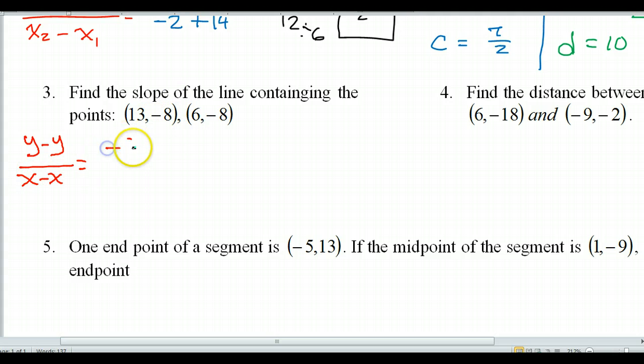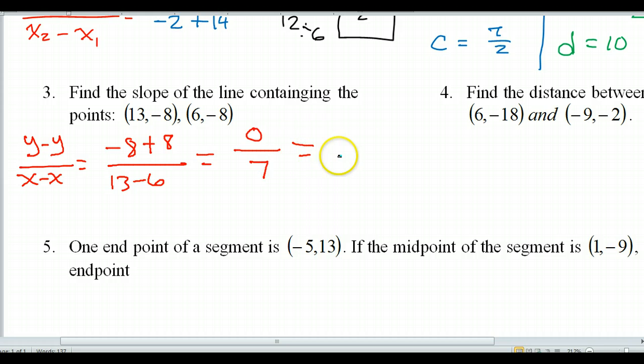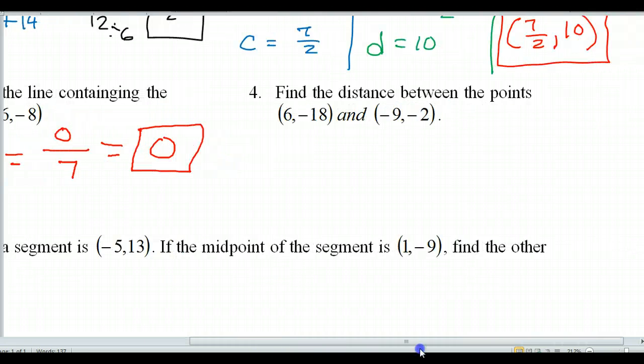So that's going to be negative 8 plus 8 over 13 minus 6. Notice how I changed that second one to a positive because the second one was negative. So that's going to make 0 over 7. Do I leave it like this? No. What do I put? 0. I put 0. When 0 is in the top, it's 0. If it's in the bottom, that's when it's undefined.